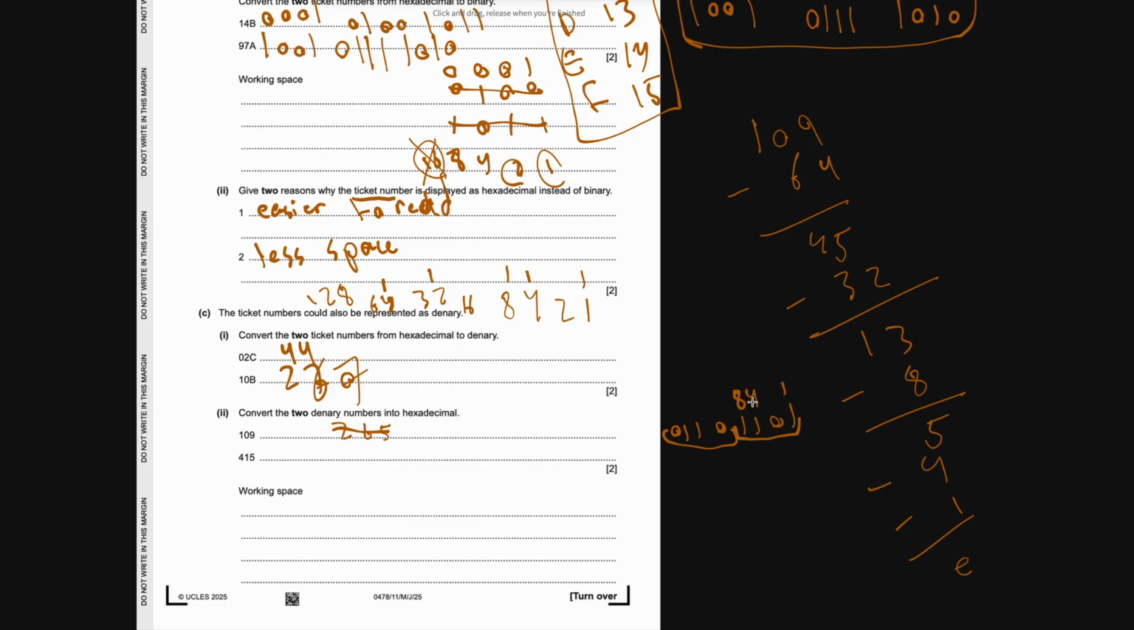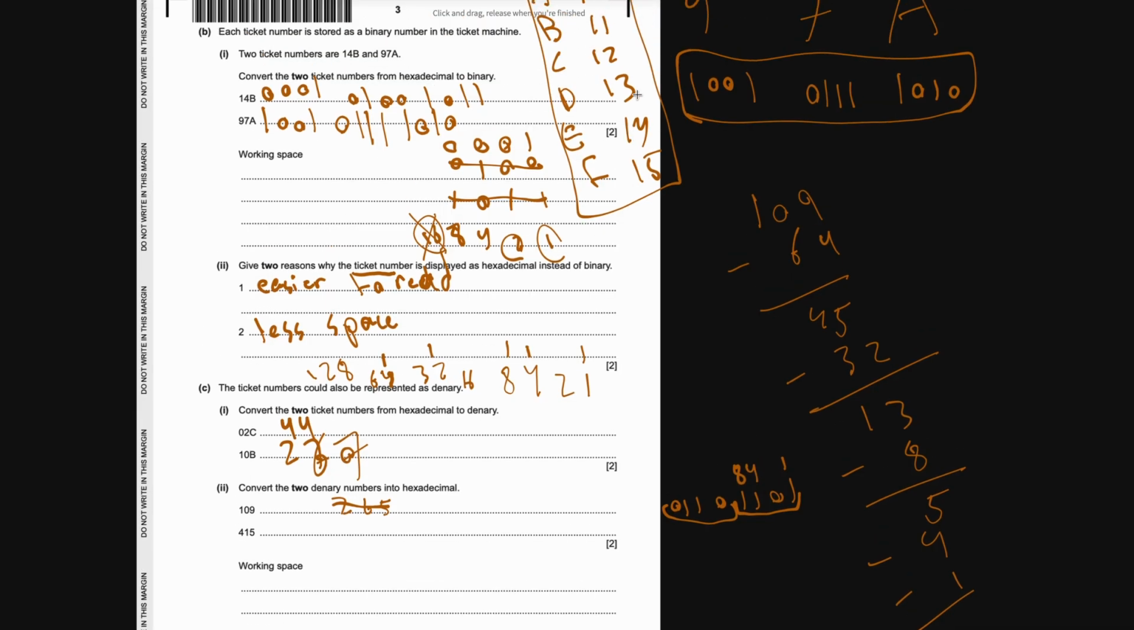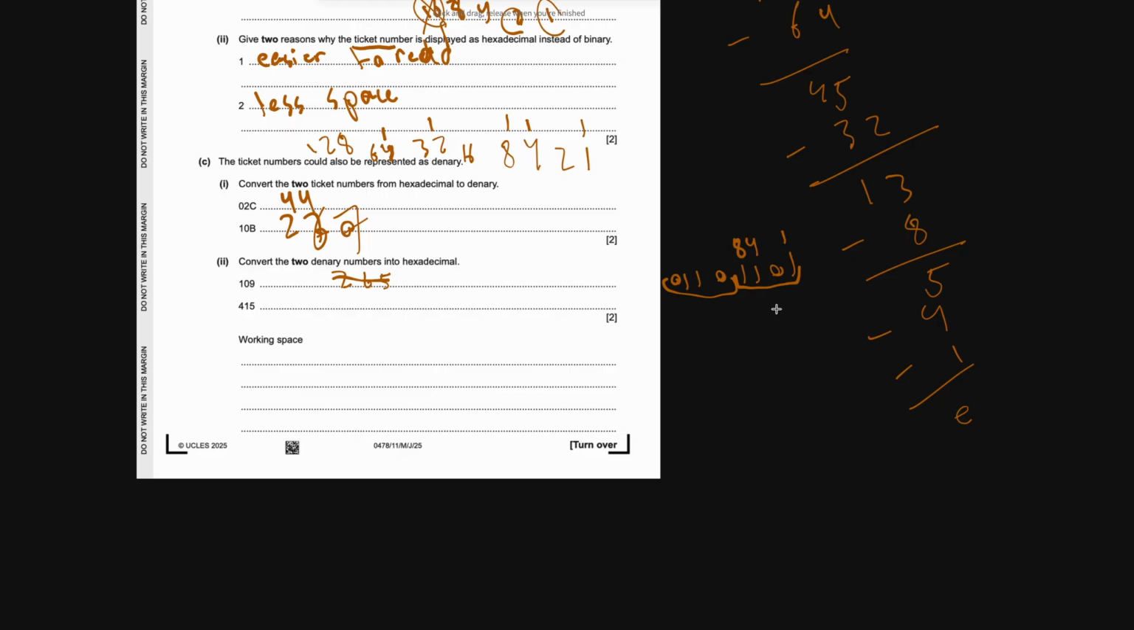So 8 and 4 is 12, and 1 is 13, and the 13, of course, is a D, right? So this is a D. This is 1, 2, 4, 8. We do not count that. We count the ones. So 4 plus 2 is 6. So our answer is 6D.